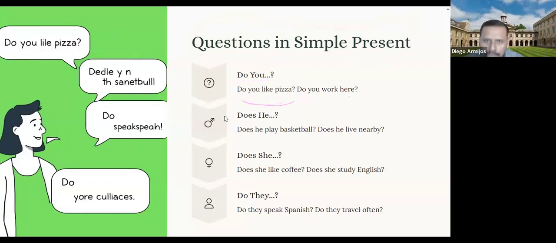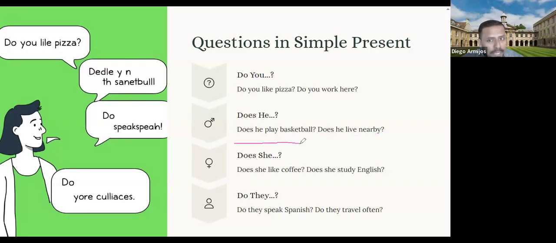Do you, whatever, okay? Now we have does he. For example, does he play basketball? Does he live nearby? Aquí, como pueden ustedes ver, chicos, aquí no tenemos la S que se le ponía, por ejemplo, si no estuviera este, fuera he plays basketball con la S. Pero ¿por qué no se pone la S? Porque tenemos el auxiliar does, ¿ok? Does he play basketball? Does he live nearby?